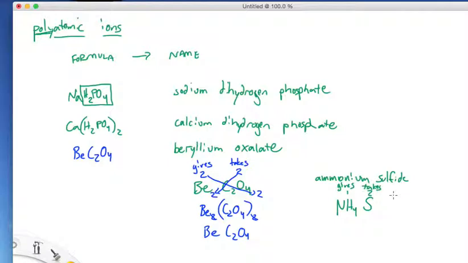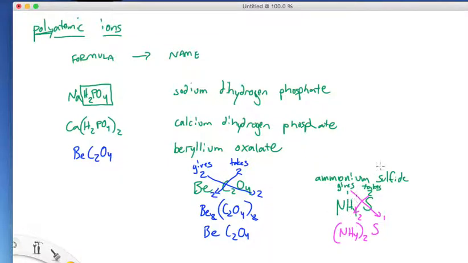So if we crisscross this, crisscross applesauce, there'll be 2 of those and 1 of those. So it'll be NH4, but there'll be 2 of them. So put in parentheses. And then S, that's ammonium sulfide.